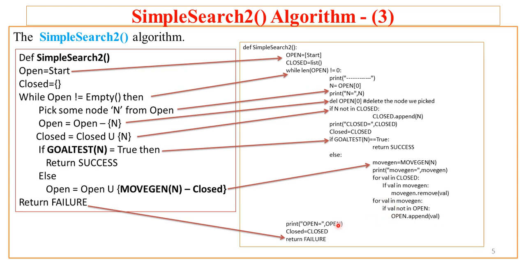After that, open is printed just to see the status of the open list, and after this, closed elements are copied into the global closed, so that we may do some further processing on the closed elements, which are basically generated by performing the operations of the simple search on the given graph.